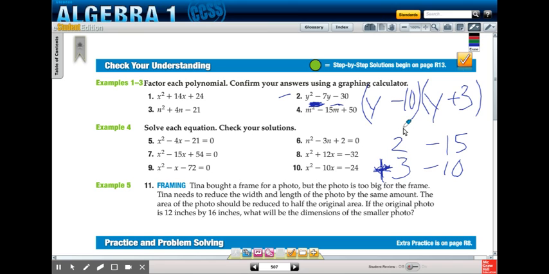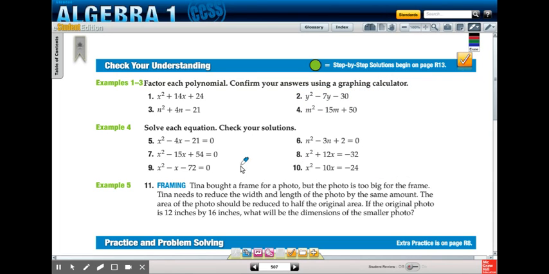Let's see if that works. So I know y times y is y squared, and 3 times negative 10 is negative 30. That works. Now in here, negative 10y plus 3y should give you the negative 7y. So if this part's negative and this is negative, then the bigger number has to be negative and the other one's positive. Right? Don't worry, there will be another one like that.